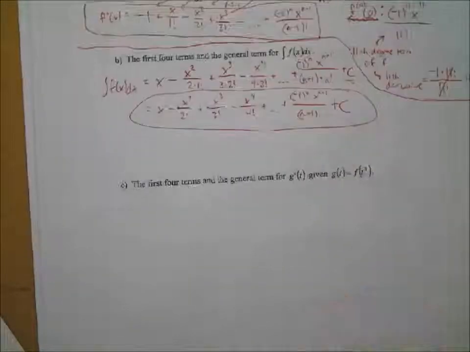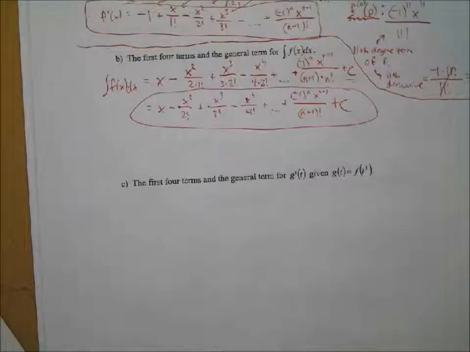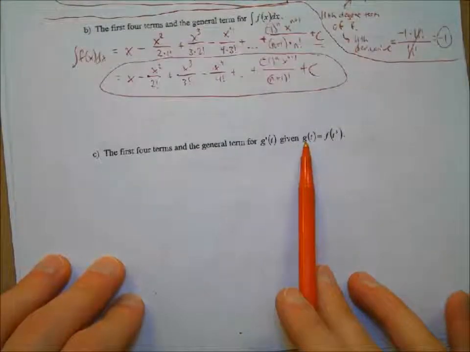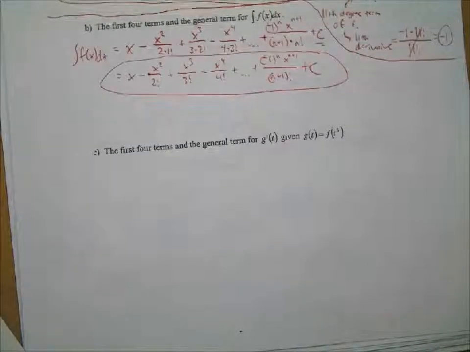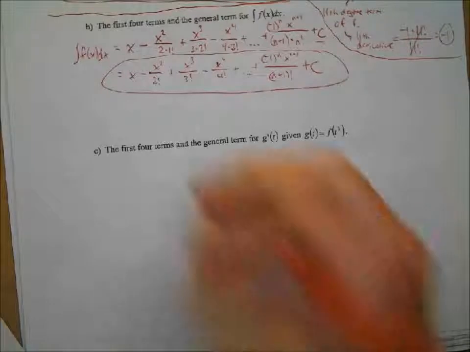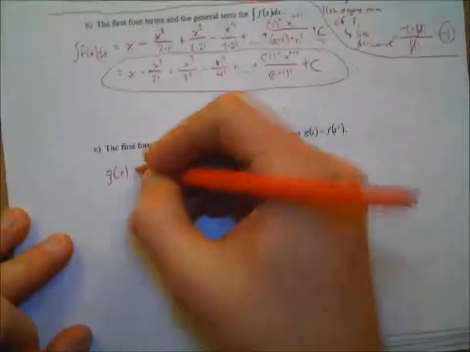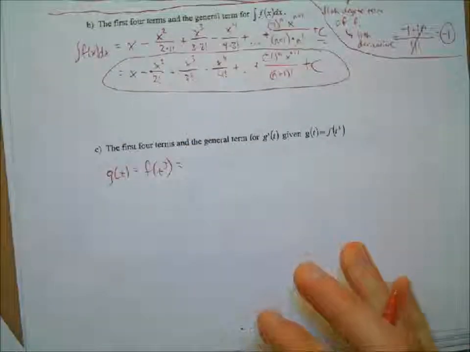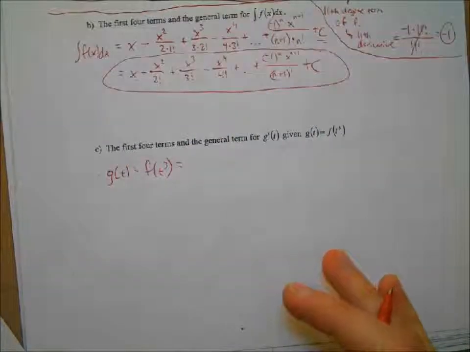All right. Letter C then. I'm going to help you get started here on this one, and we'll have you do part of it here too. Okay. So we're asked to find the first 4 terms and the general term for g prime of t, given g of t is equal to f of t cubed. So let's go ahead and just figure out what g of t is going to be. So g of t is equal to f of t cubed. We already know what f of x is, right? Didn't we do f of x way up here in letter A?